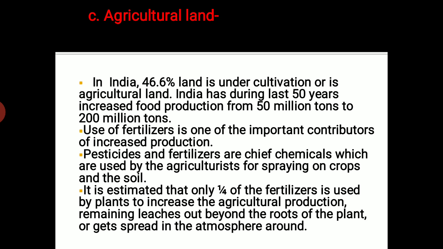In India we have already seen 46.6% of land is under cultivation, right. India has, during the last 50 years, increased its food production from 50 million tons to 200 million tons. That means we have done it almost 4 times over, the food production from the cultivation that happens or should happen.